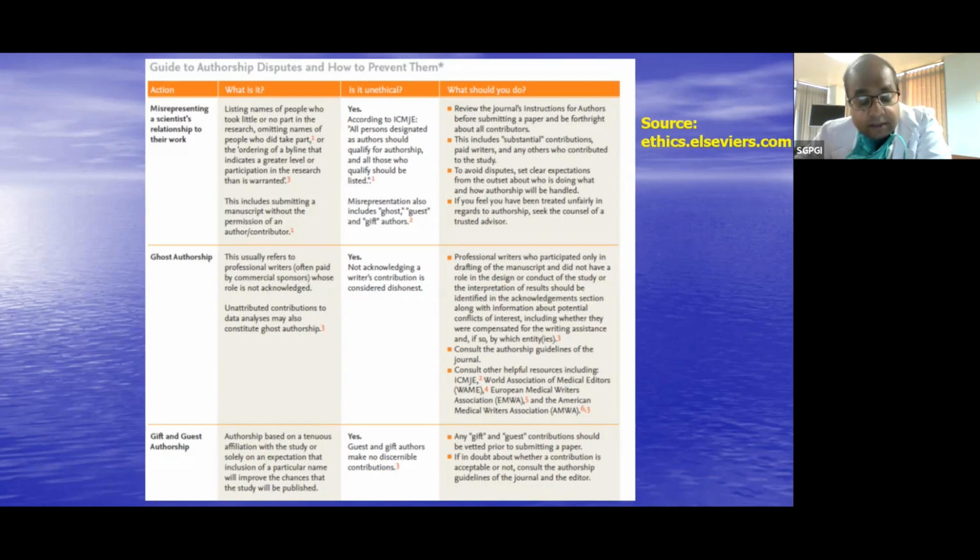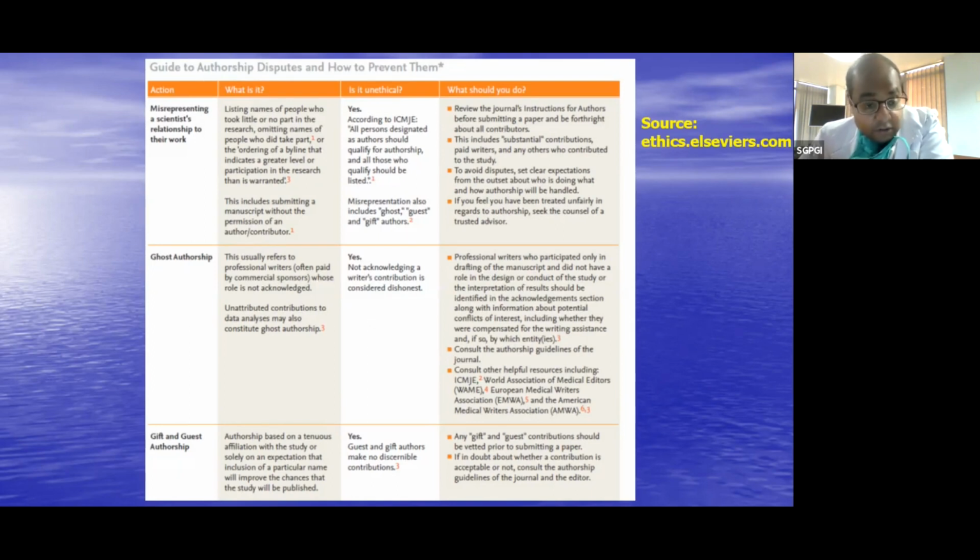And the third important aspect is gift and guest authorship. Gift authorship is like, in a department you have a good friend, so you just want to impress him or other things. You just put his name, although he may not be involved directly or indirectly in your study. This is called gift authorship, and this is unethical in terms of the guidelines laid by the journals. And if there is any such gift authorship, you should discuss it with the journal editor before submitting your manuscript.